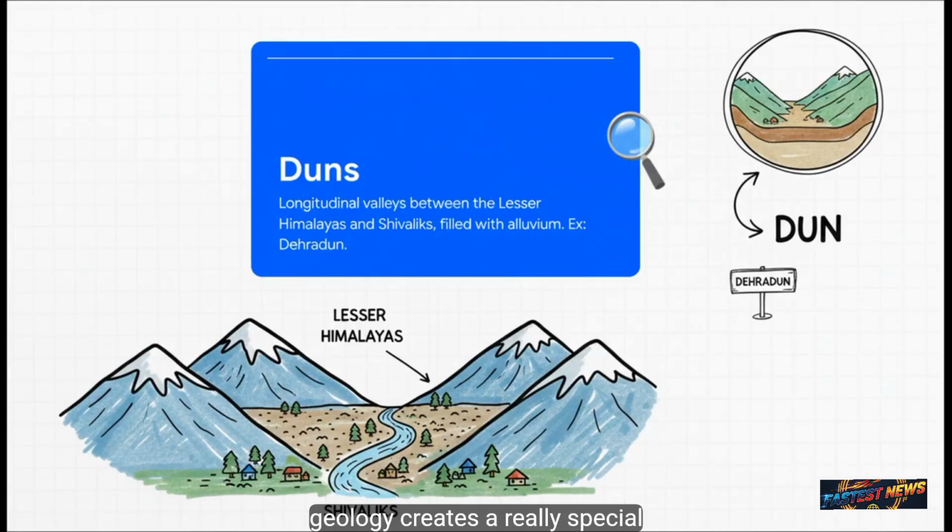This unique geology creates a really special feature. Tucked right between the Lesser Himalayas and the Shiwaliks, you find these long, flat-bottomed valleys called dunes. So the story goes that rivers, blocked by the rising Shiwaliks, created these temporary lakes. Those lakes then filled up with gravel and alluvium. Eventually, the rivers cut through the mountains, leaving behind these perfectly flat, fertile valleys. And of course, Dehradun is the most famous example.